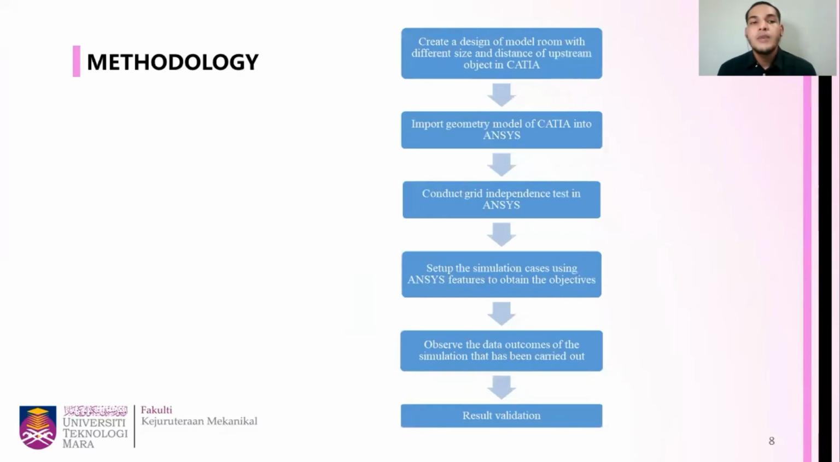We will continue on methodology. Our first task is to create a design of model room with different size and distance of upstream object in CATIA. The second task is to import the geometry model of CATIA into ANSYS. And the third one is to conduct a grid independent test in ANSYS.